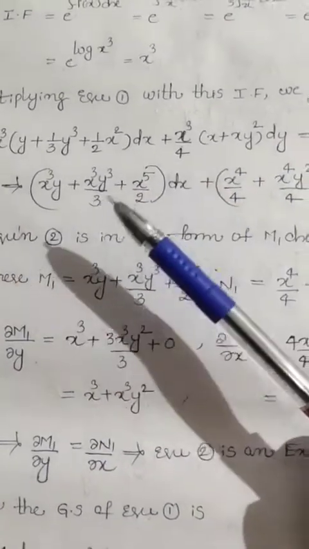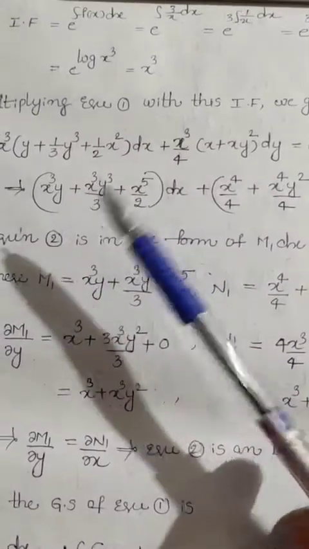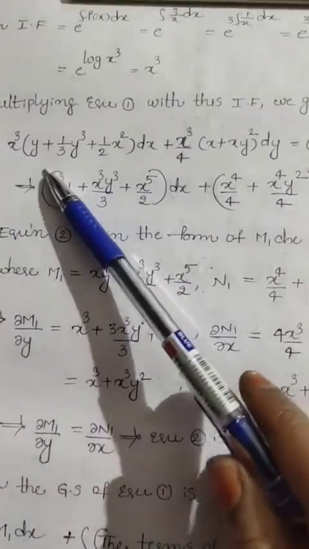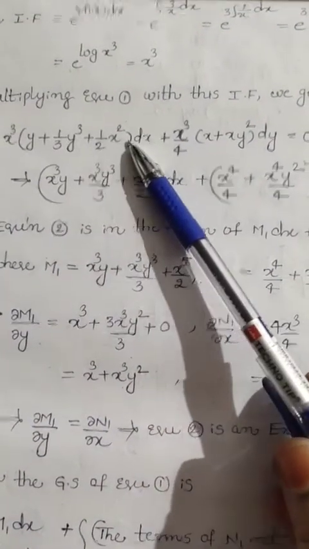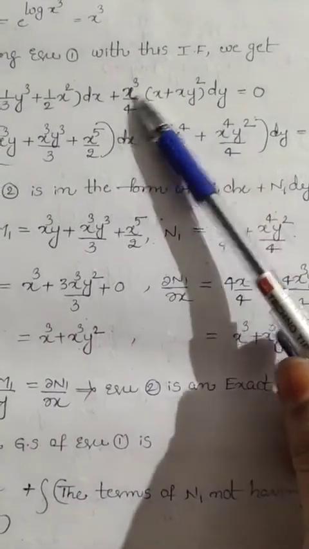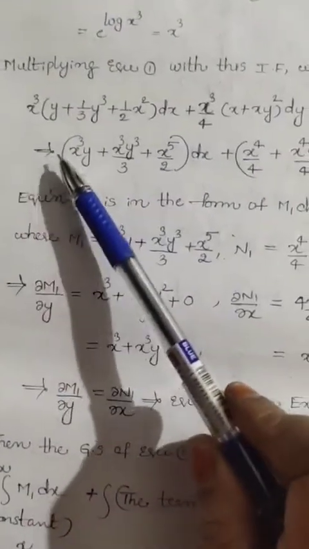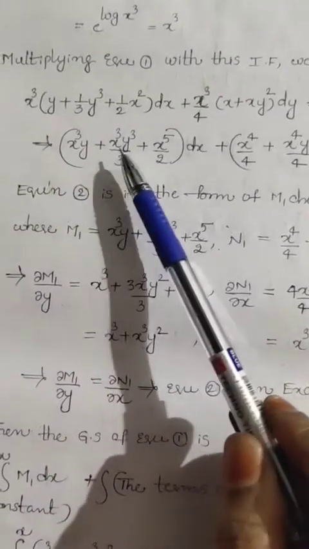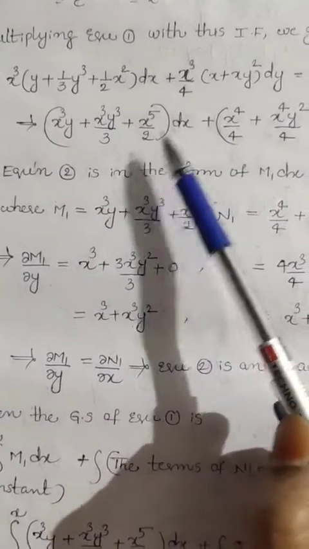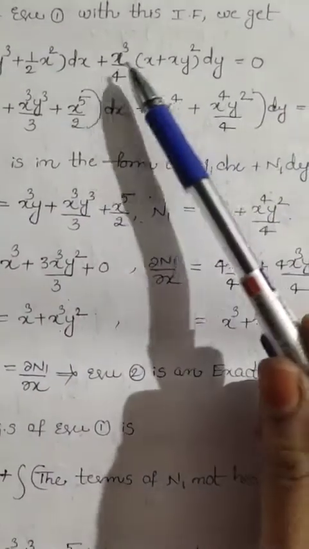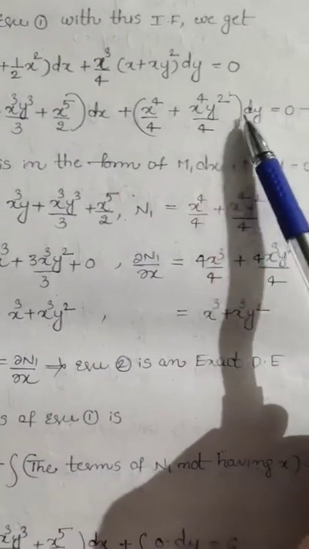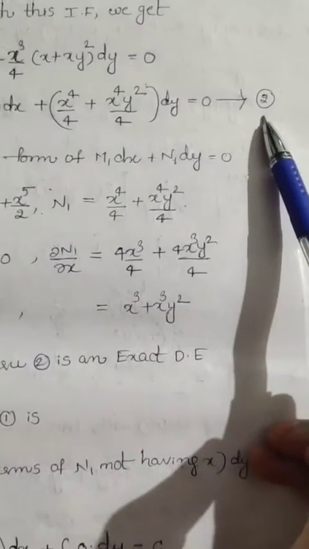Now multiplying equation 1 with this integrating factor. Equation 1 is (y + y cube by 3 + x square by 2) dx + (x by 4 + xy square by 4) dy equal to 0. Multiplying by x cube and simplifying, we get (x cube y + x cube y cube by 3 + x power 5 by 2) dx + (x power 4 by 4 + x power 4 y square by 4) dy equal to 0. This is equation number 2.